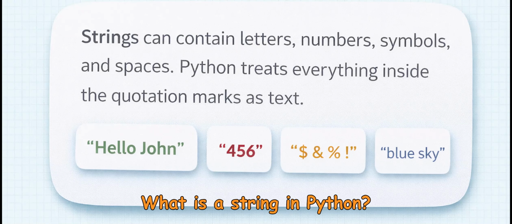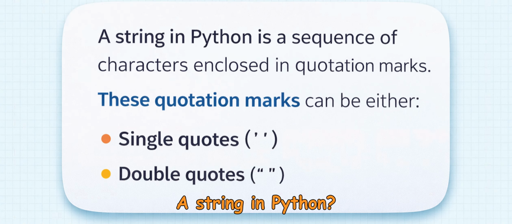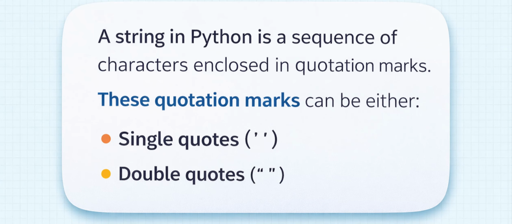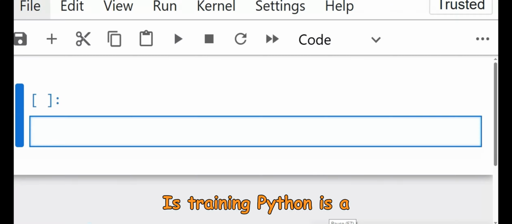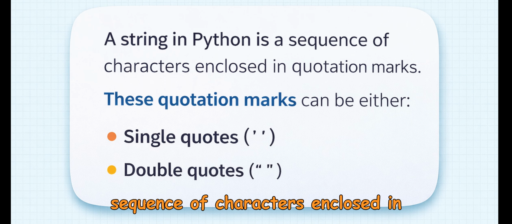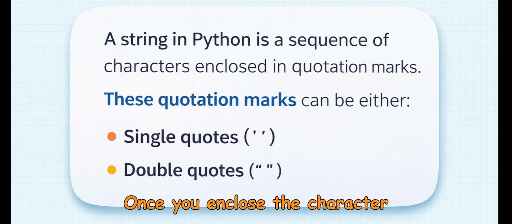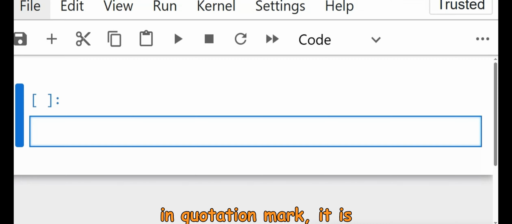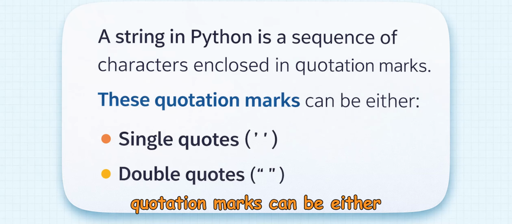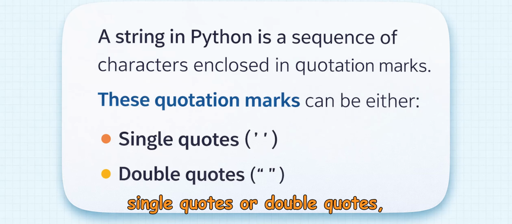What is a string in Python? A string in Python is a sequence of characters enclosed in quotation marks. Once you enclose the characters in quotation marks, it is a string in Python. These quotation marks can be either single quotes or double quotes.